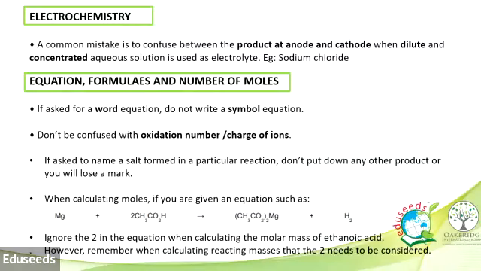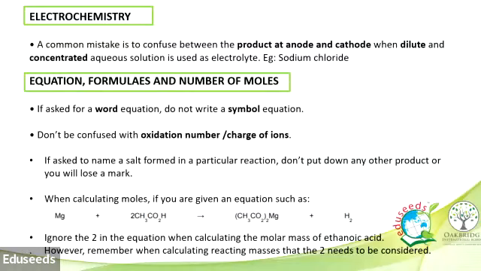Then the common mistake made in this topic: if the question asks to state or write a word equation and students give a symbol equation, this is very common. So make sure you read the sentence or the question carefully. If the question asks you to give a word equation, you write down a word equation. And a symbol equation involves the chemical symbols.